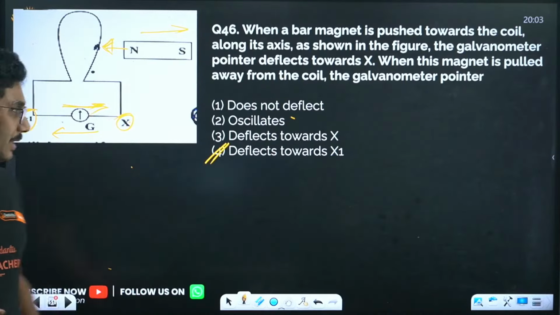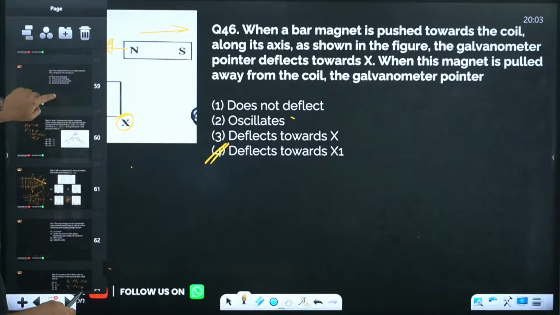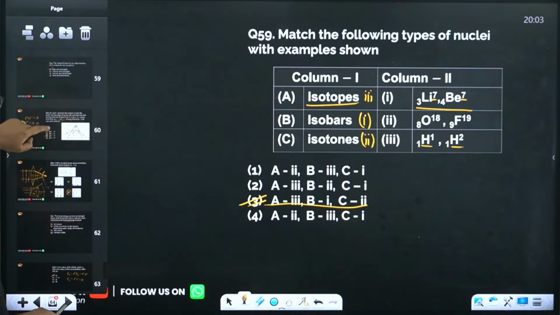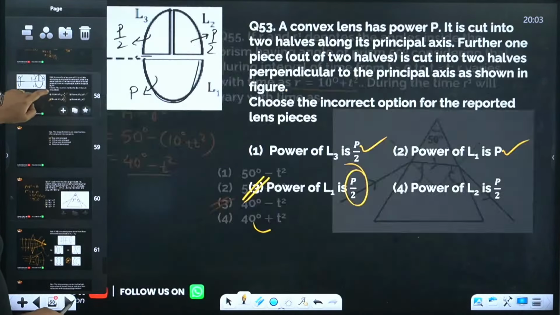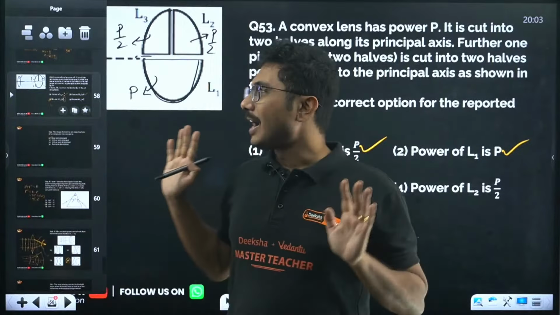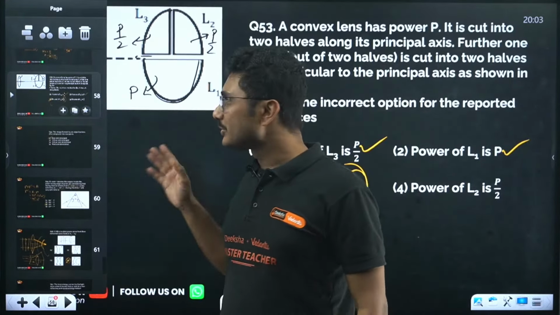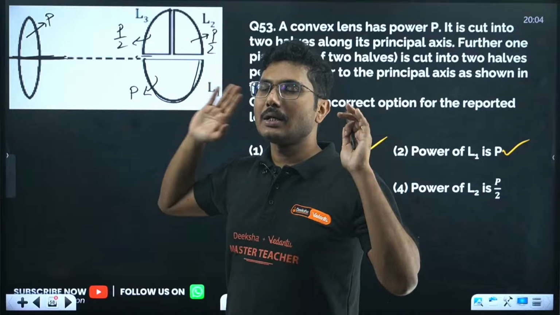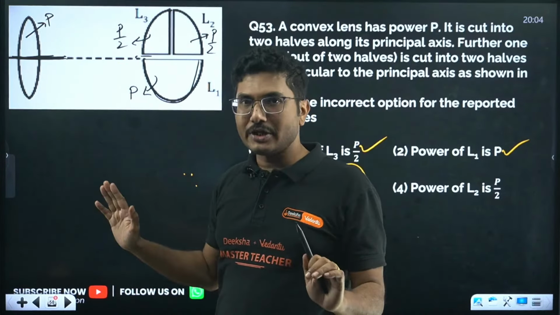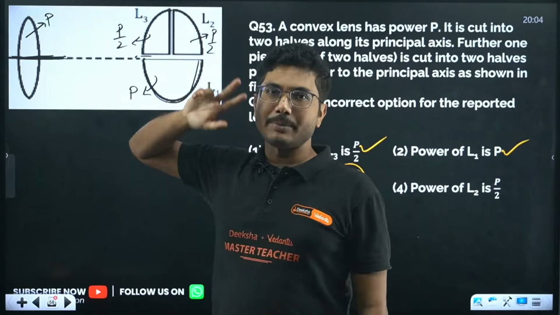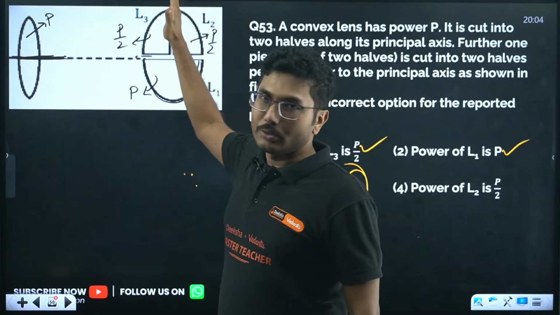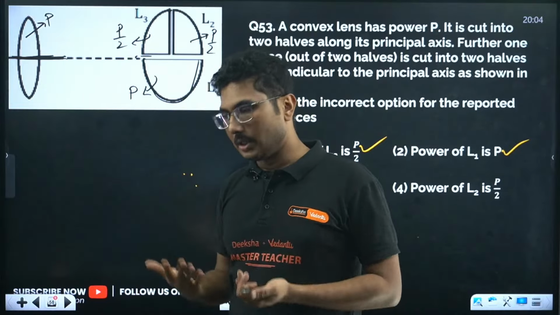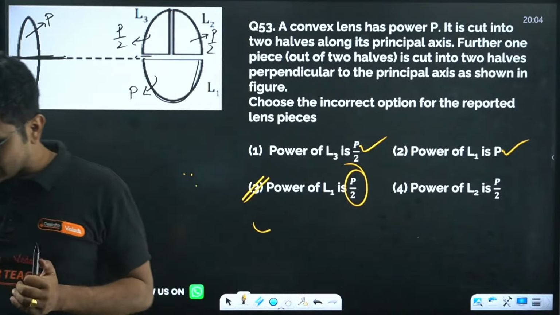Now Tanjiro is saying 53. Which one is 53? See, this is very simple. How many times have I explained it, Tanjiro? Are you sleeping? If you cut it along the principal axis, power and focal length do not change. If you cut it along the diameter, that is perpendicular to the principal axis, power becomes half, focal length becomes double. Okay, it is as simple as that.